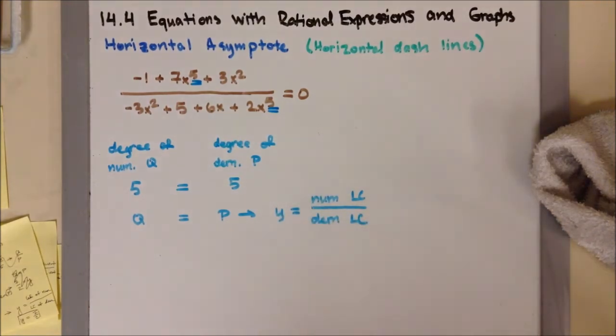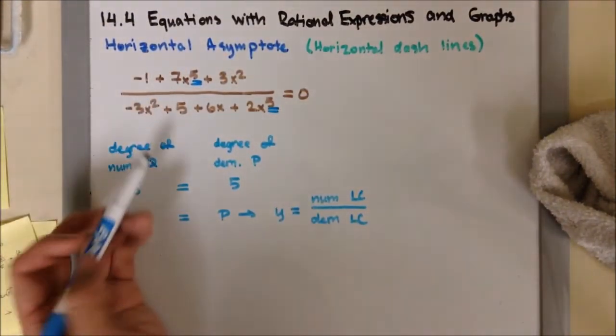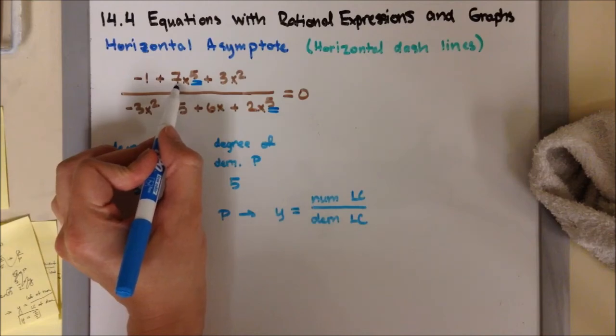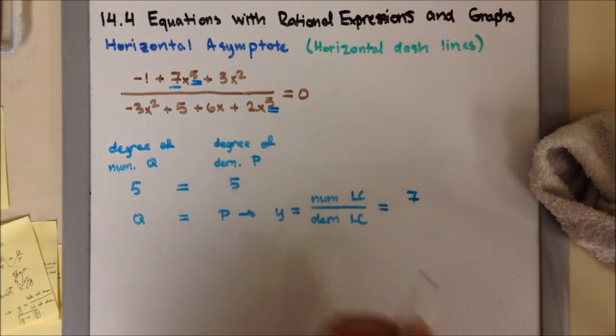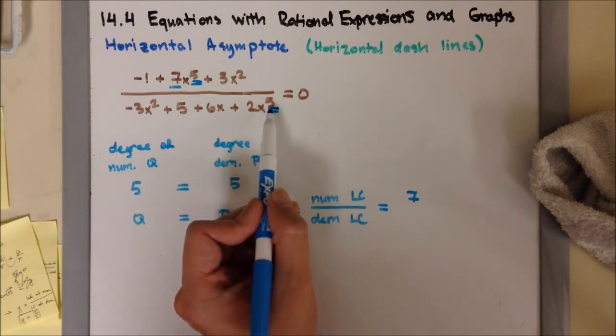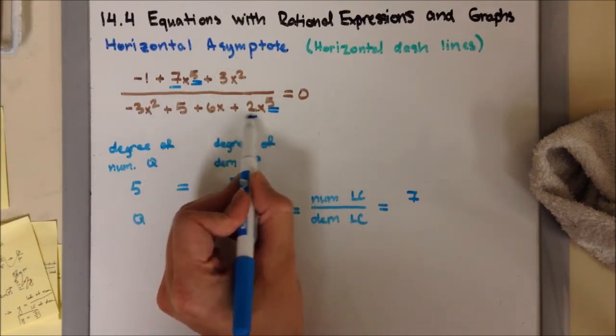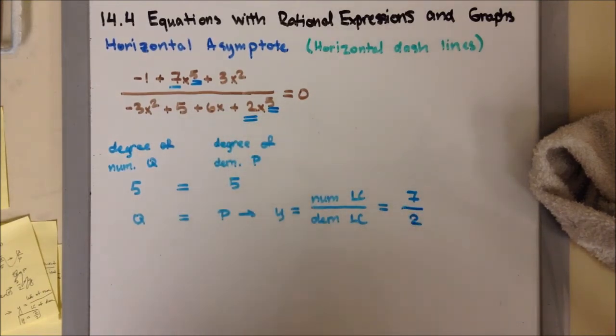So in order to find the leading coefficient in the numerator, I'm going to look for x to the fifth and the number that's in front, which is the 7. So I'm going to put 7 on the top, and then for my denominator leading coefficient, I look for the highest exponent. The number that's in front of the highest exponent is the 2. So that's my leading coefficient for denominator. So I'm going to put 2 at the bottom. So y is equal to 7 over 2. And that's all you have to do.